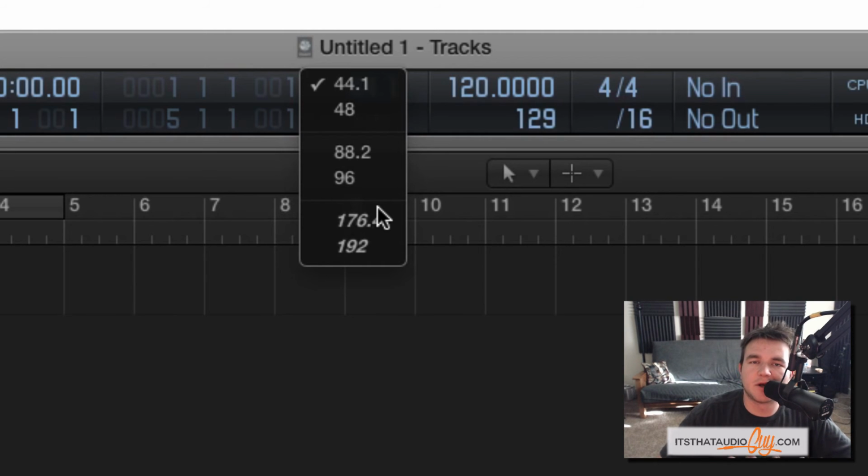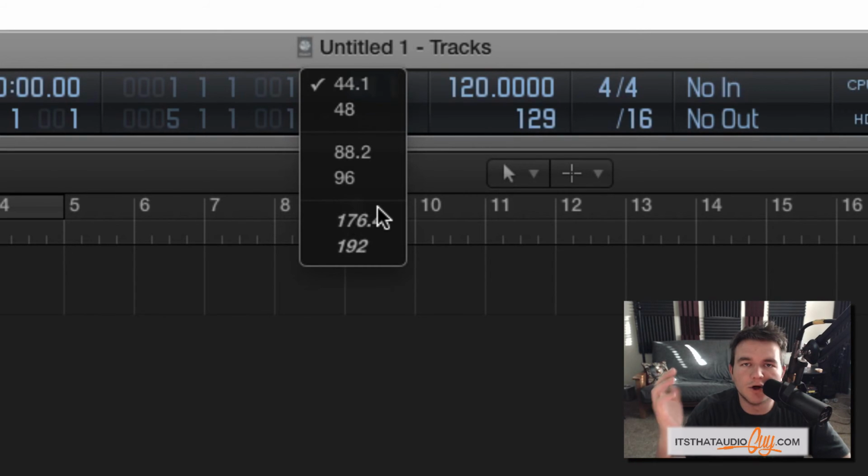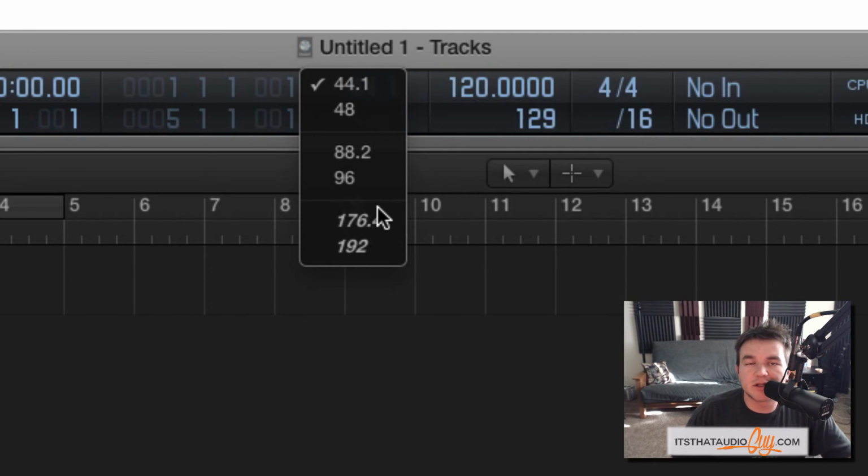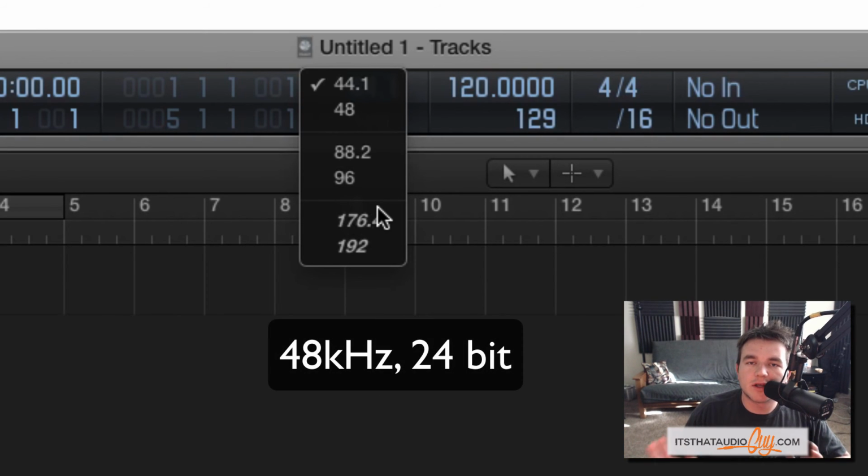So don't stress about, oh man, what do I need to do? My interface only goes up to 96. My interface doesn't even go to whatever. Who even cares? Just forget about it. You don't need to worry about these things so much, but it's good to know what they do and why they are there. As a good general rule, I like to just go at 48K and 24-bit capturing.